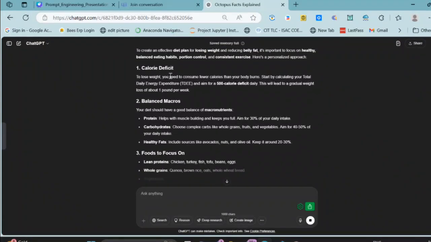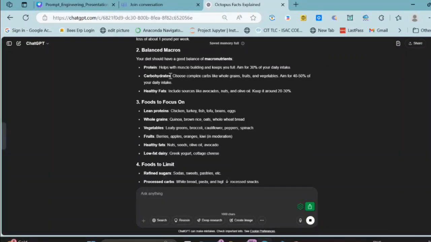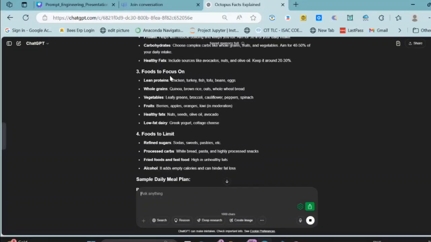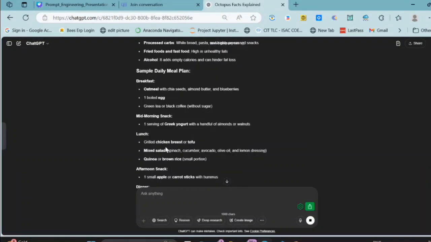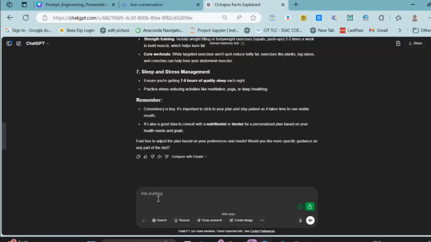Calorie deficit. So it is providing all the content, which is a calorie deficit. What are the foods we need to take? What should we avoid? Everything. Foods to focus on. Foods to limit. But I don't need all these things. Now we'll go with role based prompting. Act as a nutritionist or gym trainer. Okay. Act as a gym trainer.